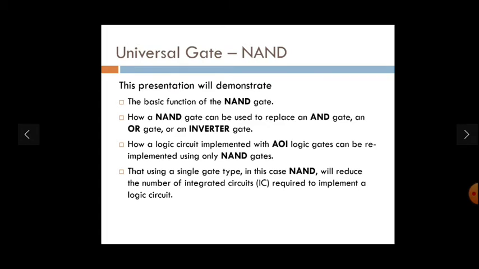All other gates can be realized using NAND gate. So, NAND gate is known as the universal gate. We shall see how different types of gates can be realized using NAND gate. This will demonstrate the basic function of NAND gate, and how a NAND gate can be used to replace an AND gate, OR gate or an inverter gate.